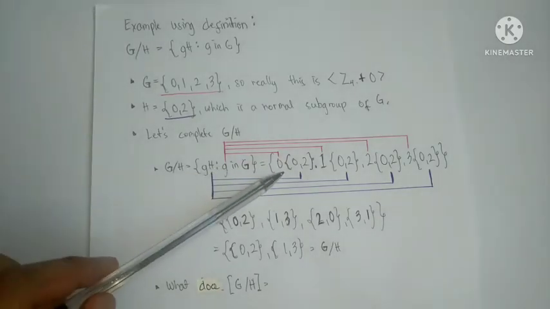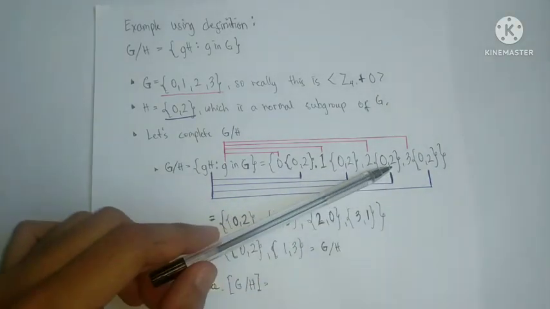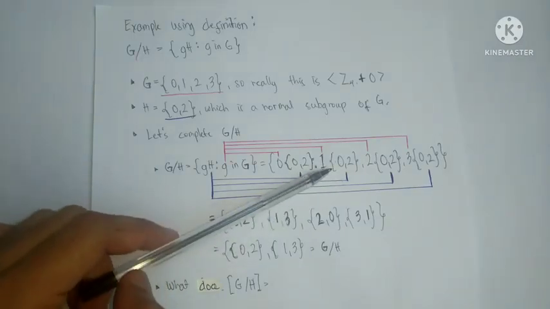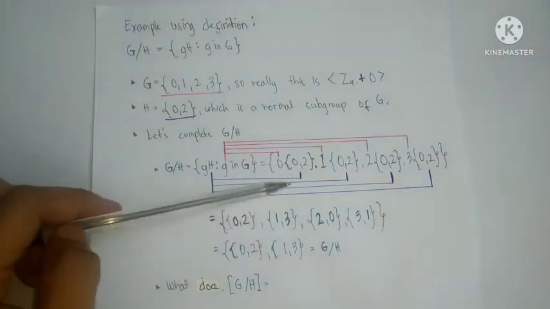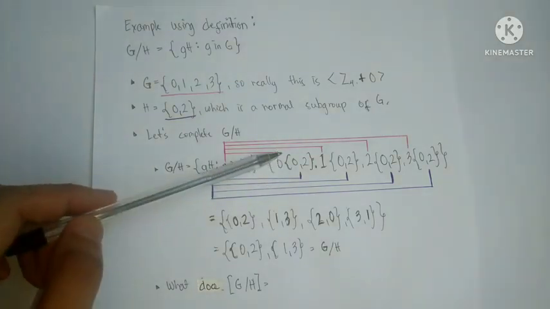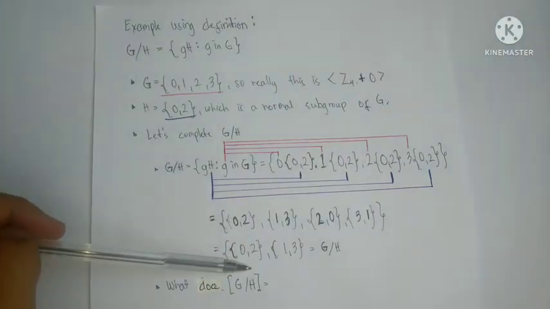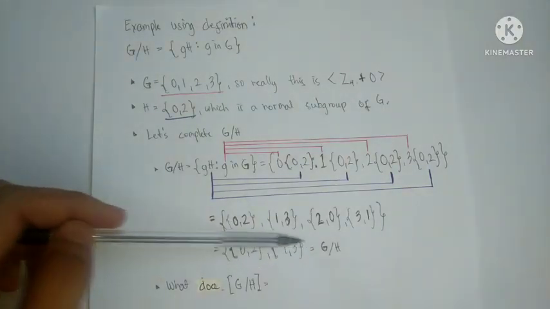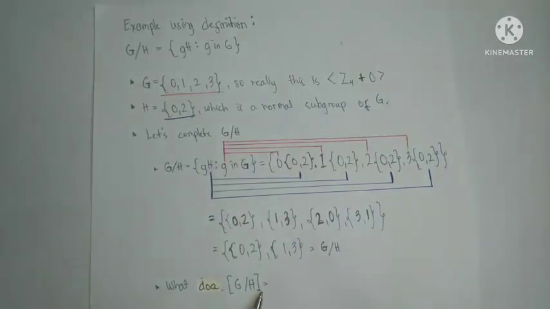So we have 0, 1, 2, and 3. Now we're going to operate those out. We have 0 plus 0 is 0 and 0 plus 2 is 2. Do that across here and we get the remaining sets. We don't need to write duplicates twice, so it becomes {0, 2} and {1, 3}.